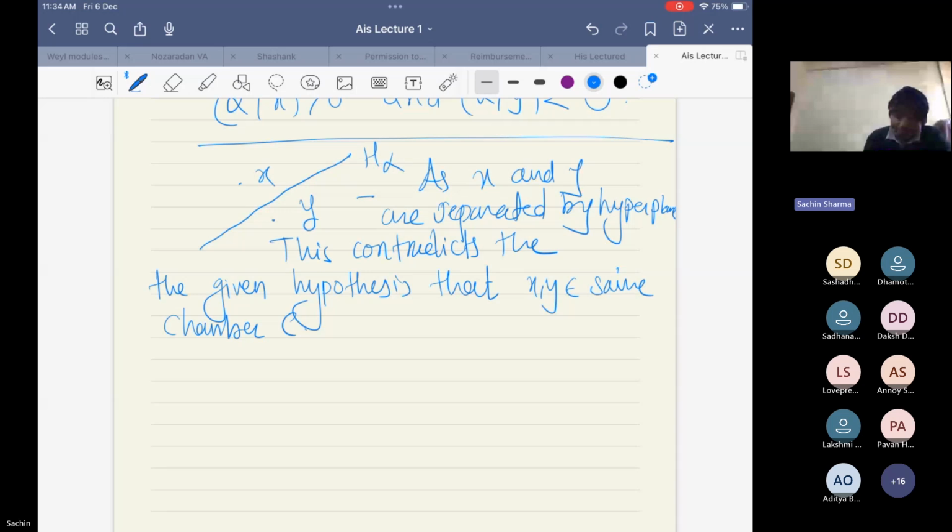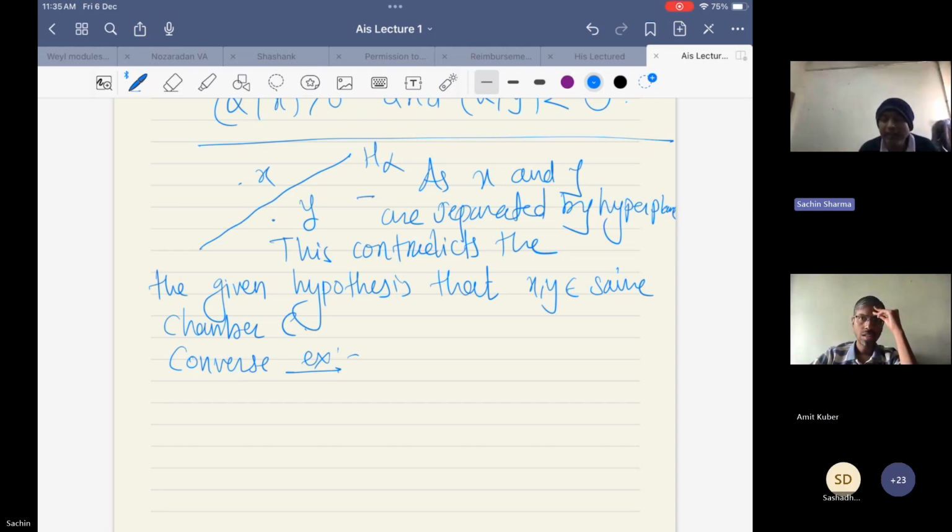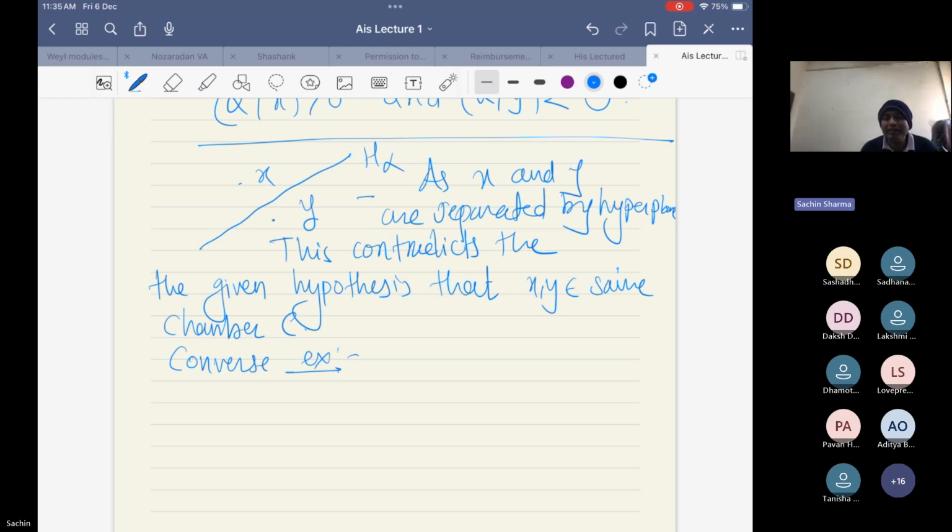For the converse, I leave you an exercise, but the argument is similar. Please take these exercises seriously. In case you are not able to do that, even with honest trying, you can ask us in the tutorials. So now we will proceed. What we have is that any member of the same chamber C will have the same R plus of x and the same R minus of y.